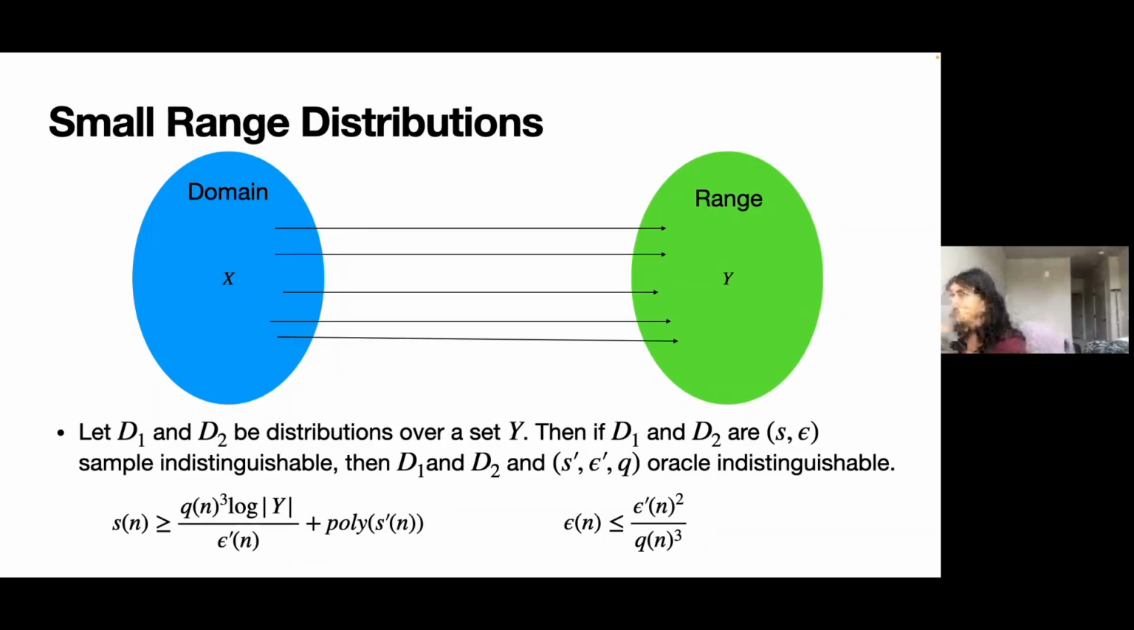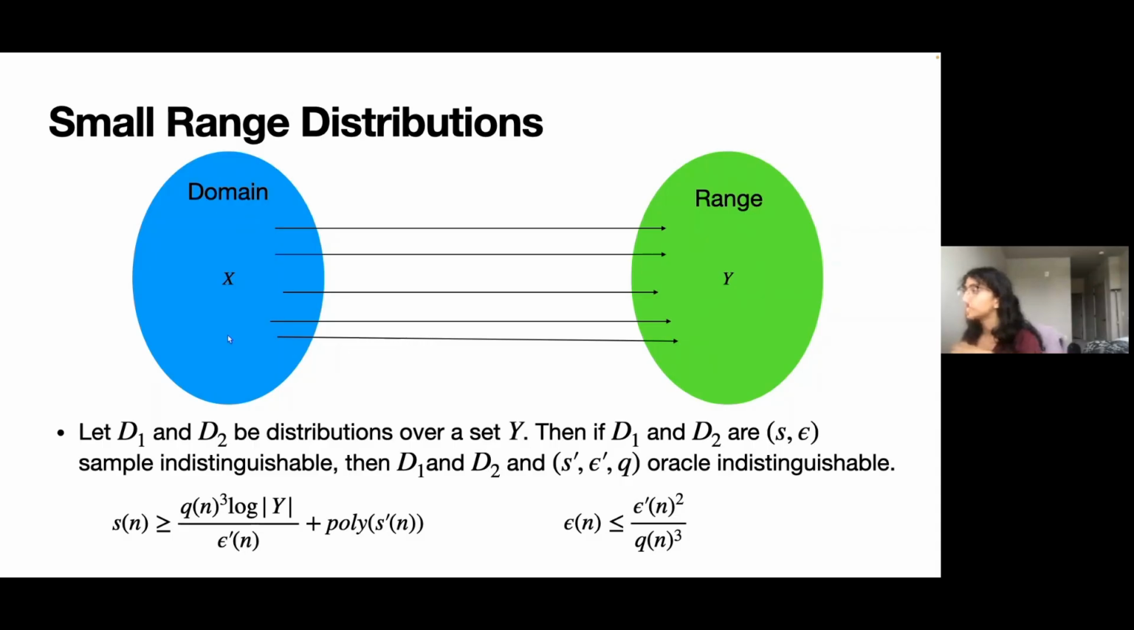Just to explain a bit about what small range distributions are, if people aren't familiar. If you have two distributions, D1 and D2, that are S, epsilon sample indistinguishable, then small range distributions allow us to argue that they're S prime, epsilon prime oracle indistinguishable. The idea is that you sample a particular set of values from the range and then use that smaller set of range values to simulate quantum query access to the entire distribution.